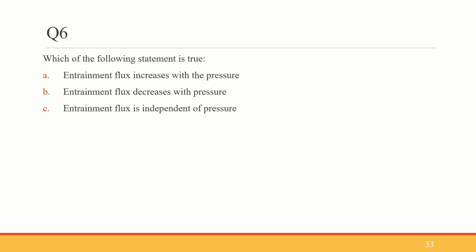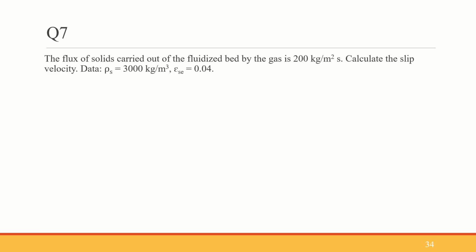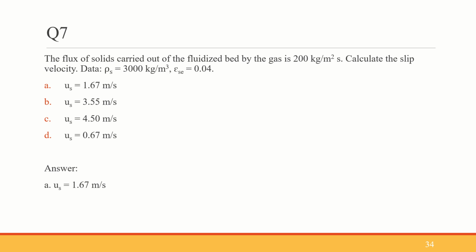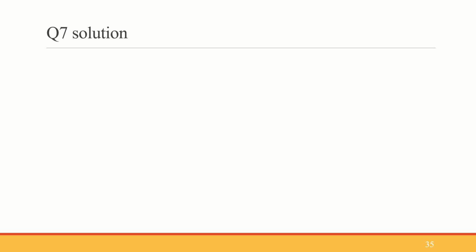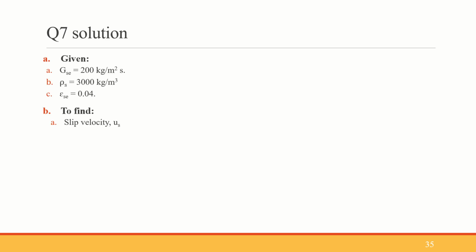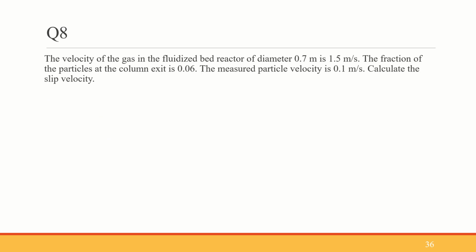And "entrainment rate increases with pressure" is a statement, and it is about a problem where we are asked to find the slip velocity. Gs is equal to rho s into us into epsilon sc. On substituting, we are able to get the slip velocity. Us is the slip velocity.